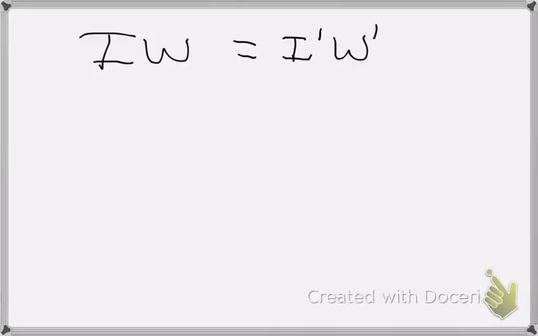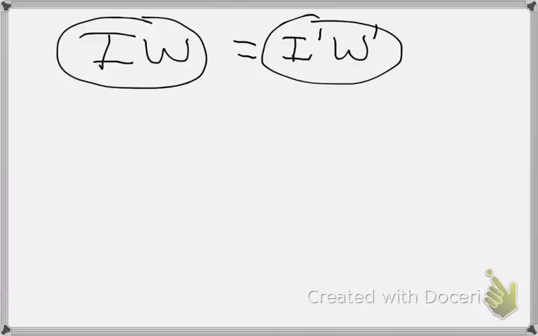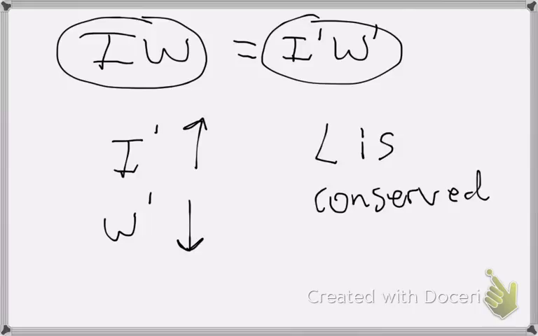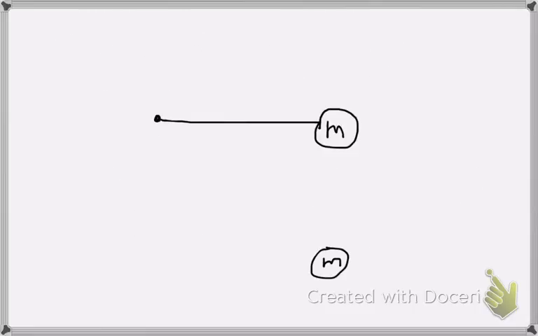So this is what we had. We had our initial equals our final, and that was it. So as a recap, our final moment of inertia went up, so our final angular velocity had to go down. Makes perfect sense here. That is because the angular momentum is conserved. So that is the idea, that the momentum is conserved.